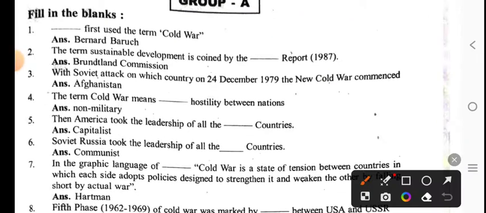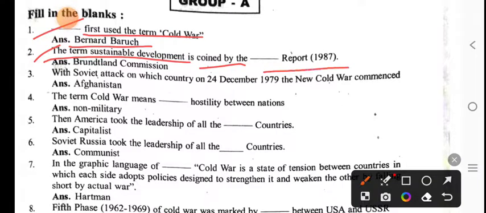First question: who first used the term Cold War? Bernard Baruch first used the term Cold War. The term sustainable development was coined by the Brundtland Commission report in 1987.